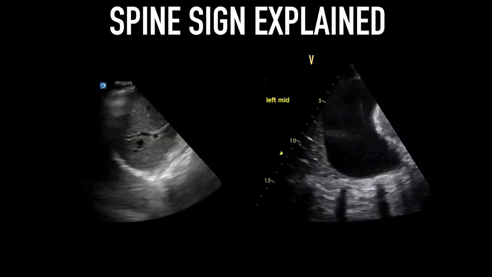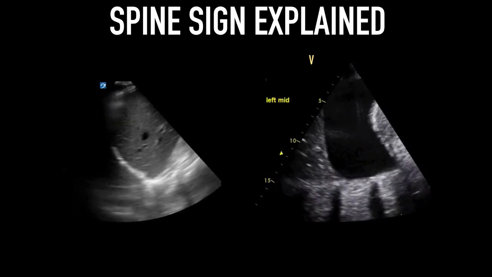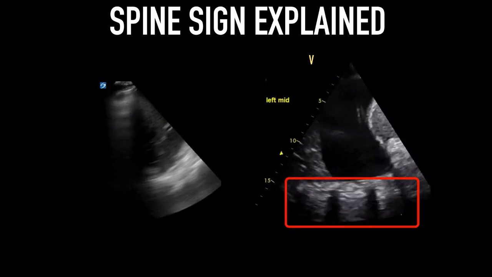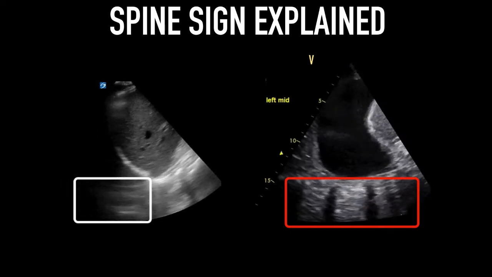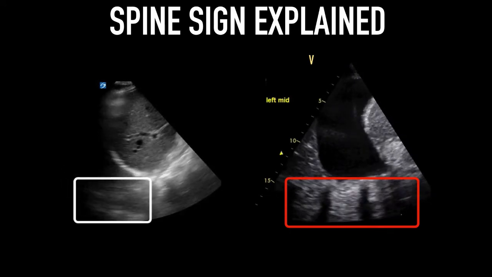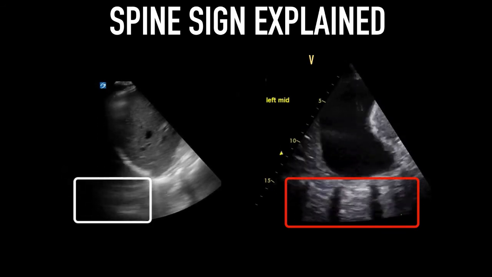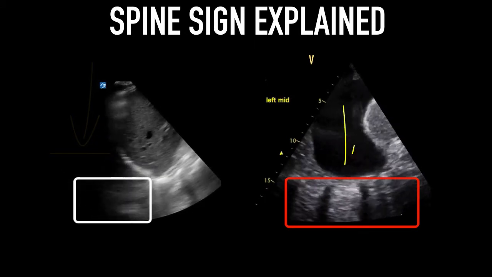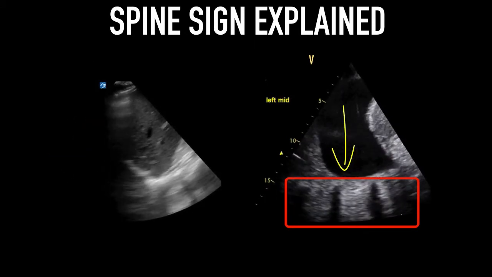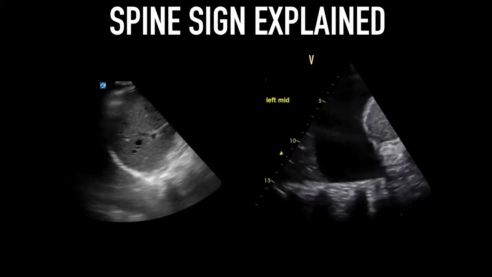Just to quickly explain the spine sign. So on image right, we see the clear spine in the far field. On the left, we are not able to see the spine. And the reason why is because above the diaphragm, the air is causing intense scatter, not allowing us to visualize through the lung to see the spine. Whereas on the right, we have a clear acoustic window filled with fluid that allows transmission of sound waves.